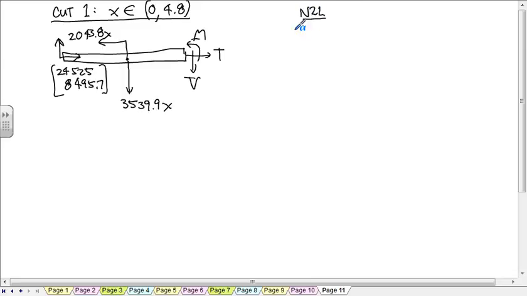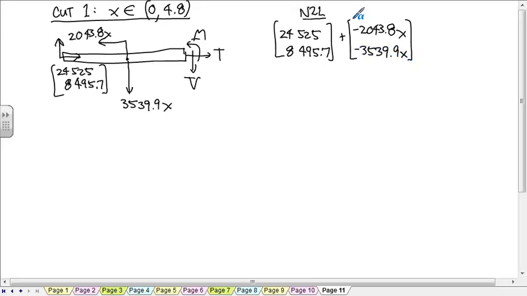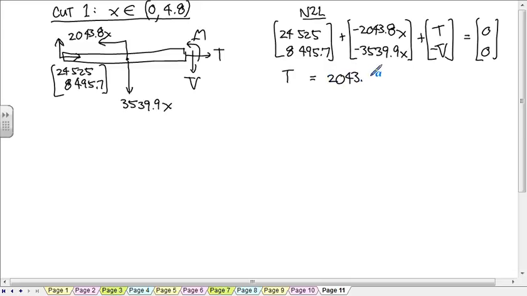So Newton's second law says 24,525, 8,495.7 plus negative 2043.8 x, negative 3539.9 x, plus T negative V is equal to zeros. So T is equal to 2043.8 x minus 24,525, and V is equal to negative 3539.9 x plus 8,495.7.